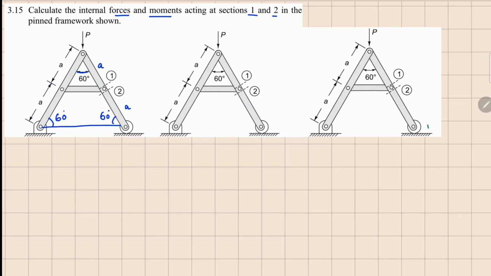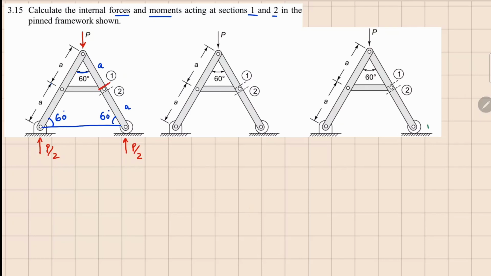In terms of reactions, there will be a support coming from here, and since it's a symmetric structure, both of these are going to be P by 2 and P by 2. So they'll equally share the load. So now let's go to this section 1.